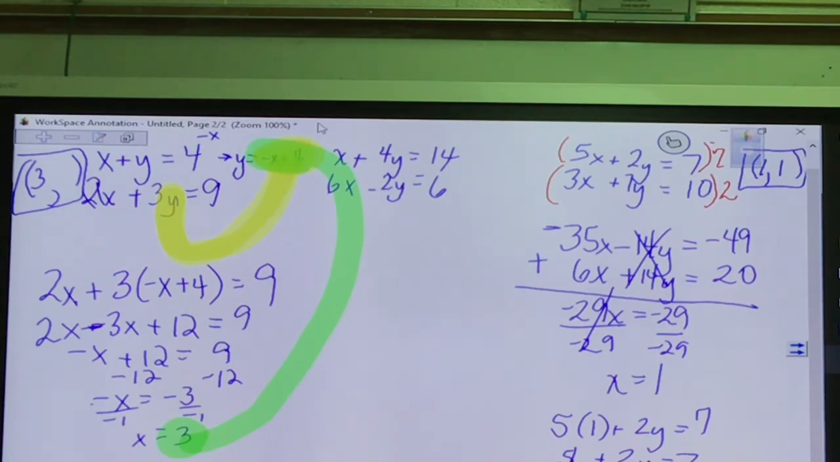So I would have y equals negative, and then substitute 3 in for x, plus 4. What's negative 3 plus 4? 1. So my point of intersection is 3, 1. Now I'm almost at my time. I better stop.